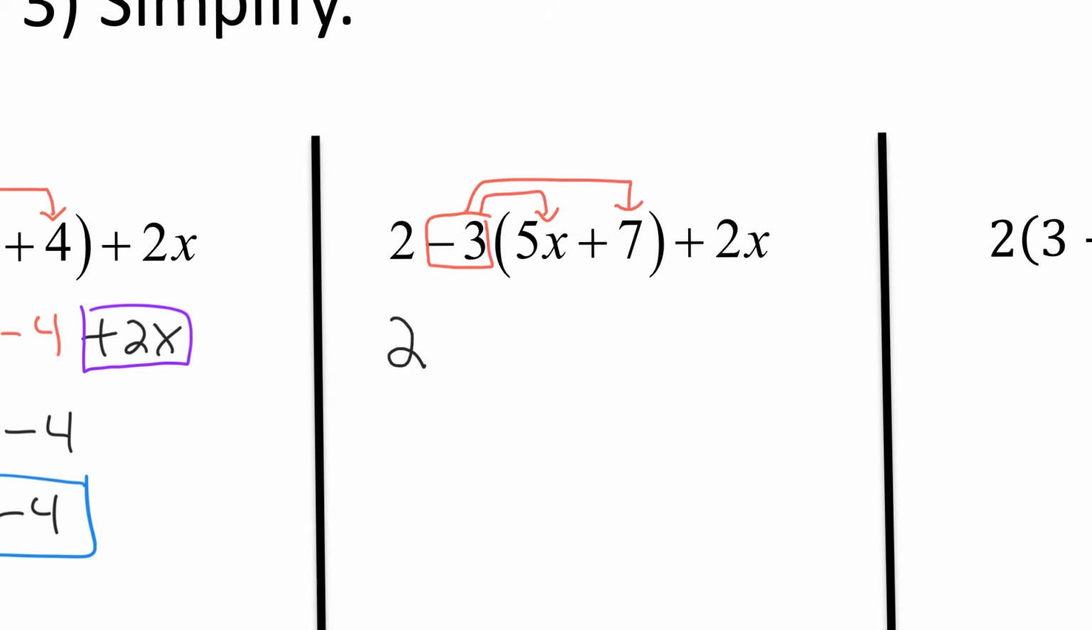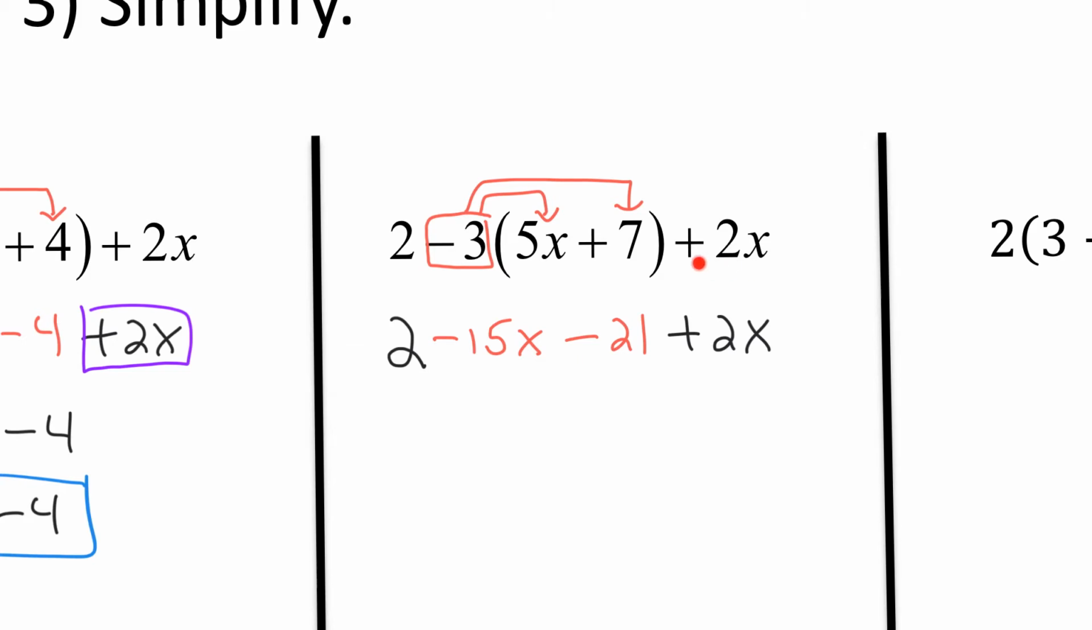I'm going to multiply negative 3 times positive, there's an invisible plus, 5x. Negative 3 times 5, that's negative 15. So we put negative 15x. You bring down the variable. Then you multiply negative 3 times positive 7. Negative 3 times positive 7, that's negative 21. And finally, you bring down the plus 2x right here.